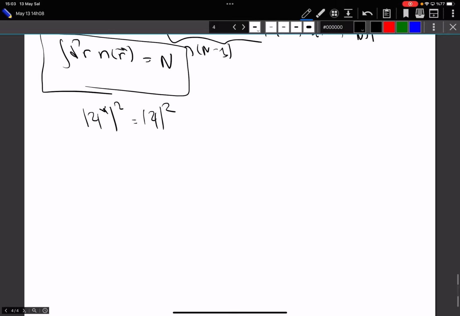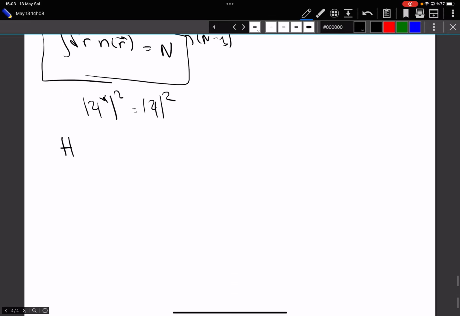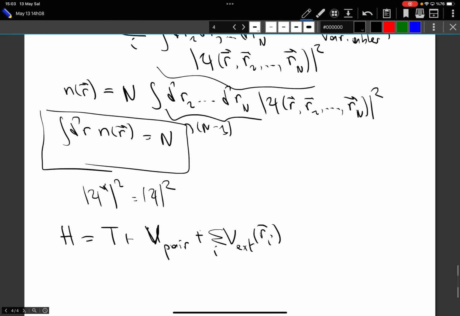Now, we have our Hamiltonian, let's say. The Hamiltonian will be the kinetic energy of all these particles, plus some pair interaction of all the particles, plus some external potential, external to the electrons. For example, if you consider a solid state, you are looking for the Hamiltonian of all the electrons. The nuclei are positive charges. Those positive charges will attract the electrons. So that is the external potential in that example.